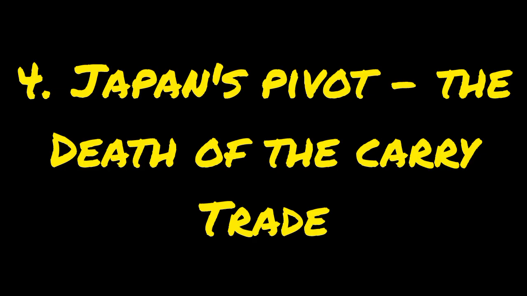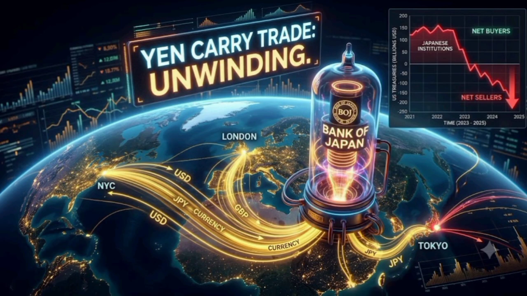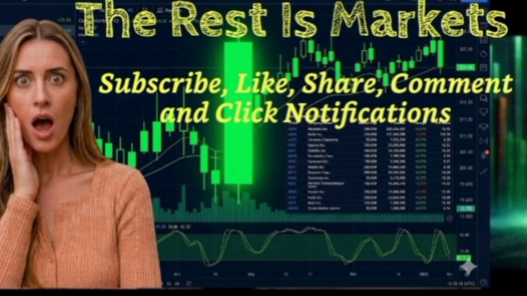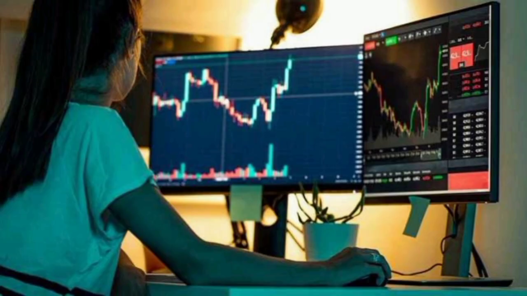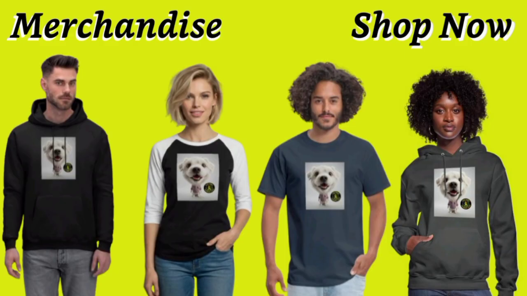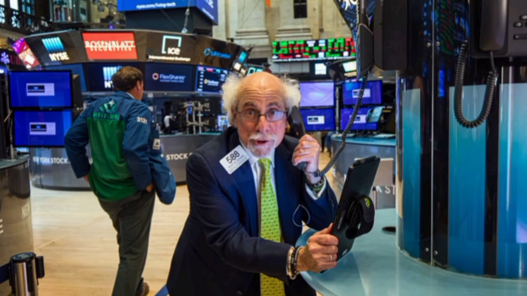4. Japan's pivot, the death of the carry trade. While the West is facing a slow-motion squeeze, the real systemic shockwave is originating out of Tokyo. The Bank of Japan has officially ended its multi-decade era of monetary abnormality, structurally raising interest rates and abandoning yield curve control completely here in 2026. The main point to grasp here is that the global yen carry trade is definitively dying, and its unwinding is acting as a massive vacuum cleaner pulling capital out of Western asset classes.